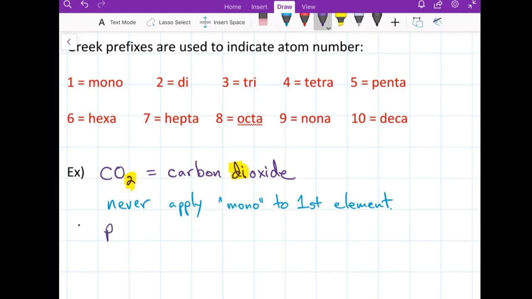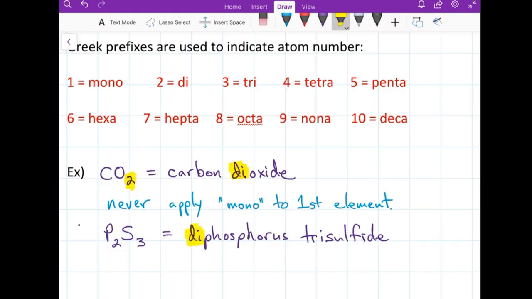Let's say we have P2S3. Okay, so that's going to be phosphorus. Pardon me. Diphosphorus. Made a mistake right out of the gate there. Trisulfide. So we do put a prefix on the first element as long as it's not mono. We just don't put mono on the first one, and we always put a prefix on the second one. So diphosphorus trisulfide.